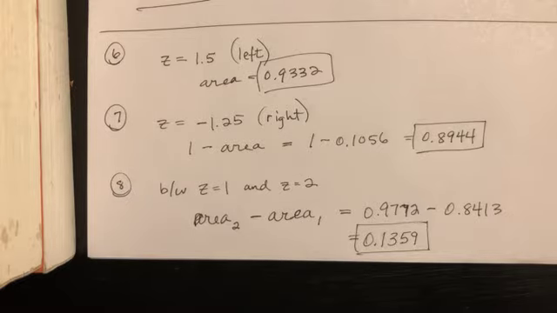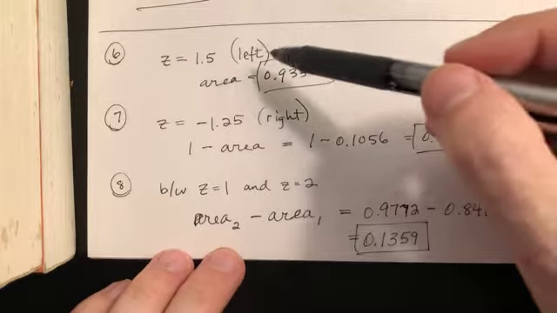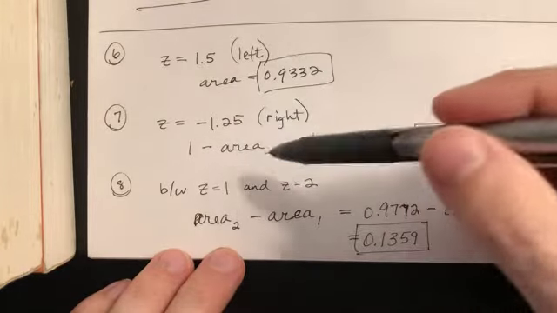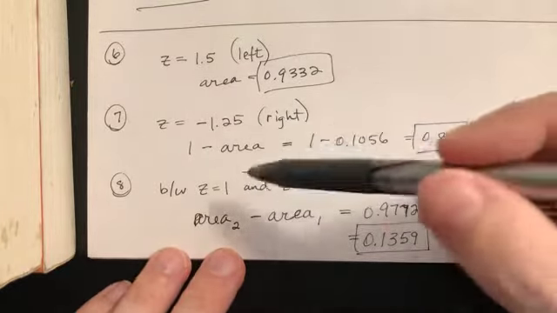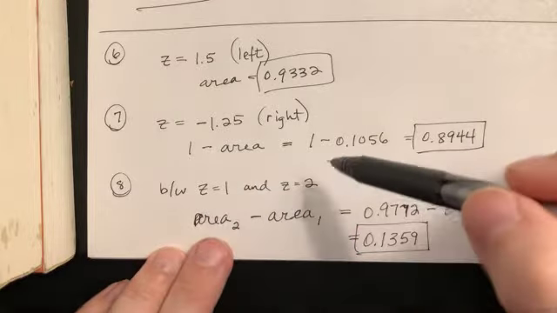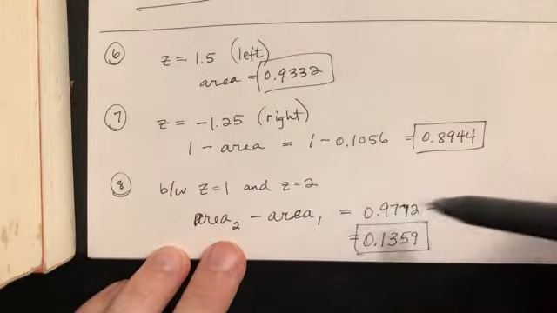So that's the idea, is that if you have a z-score and you want it left, that's the chart. If you want it right, 1 minus the chart number. And if you want between, you find the area of the bigger one minus the area of the smaller one. Subtract.